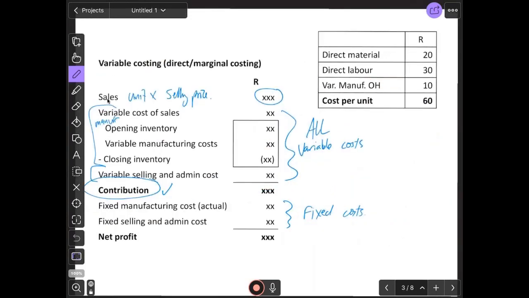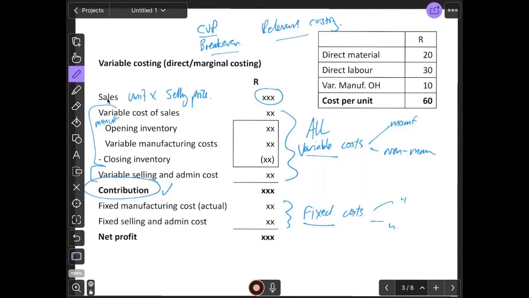For variable costing, we split it between variable and fixed costs. And that will include manufacturing and non-manufacturing, and the same year. Why do we have this variable costing method if the IFRS requires us to use absorption costing? Think about cost volume profit analysis, or calculating break even, or relevant costing. For all these management accounting tools, decision-making tools, we need to know which costs are variable and which costs are fixed.